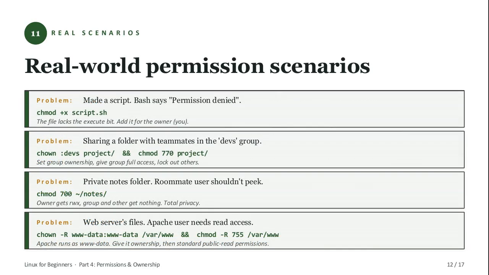Let's ground all this theory in a few situations you'll actually hit. You wrote a script and bash refuses to run it? It's almost always a missing execute bit. chmod +x fixes it. Sharing a folder with your team means setting group ownership to devs and using 770, so the group has full access while everyone else is locked out. For a private notes folder, 700 keeps it strictly yours. And for a web server, you hand ownership to www-data and apply 755 recursively, so Apache can read what it needs to serve. Same building blocks every time, just arranged for the job.